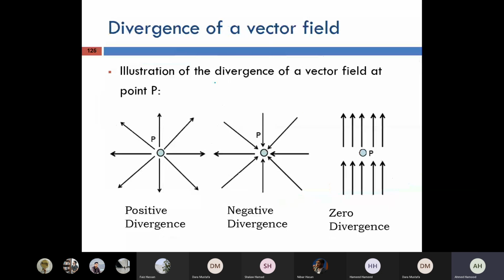Okay, then the second one is the divergence of a vector field, right? Which I already said, we have positive divergence, negative divergence, and we have zero divergence. Positive, where all the flux will go out from that atom or from that position. Then the negative divergence, where all the electrons come into one point, or you can see all come to that particular point. So zero, where they just cross to one side.